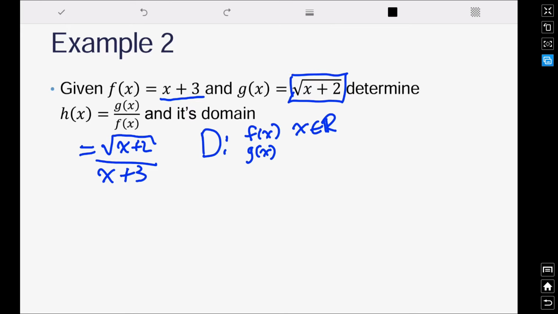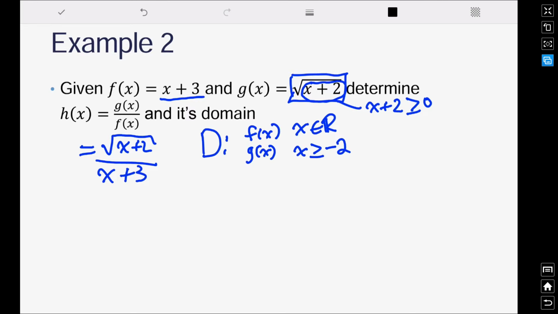So in this case, we know that x has to be greater than or equal to some number. That number is basically what this number here cannot be 0. So x plus 2, sorry, it has to be greater than or equal to 0. So when we solve that, we get the following. X has to be greater than or equal to negative 2. So here are the domains for f of x and g of x.